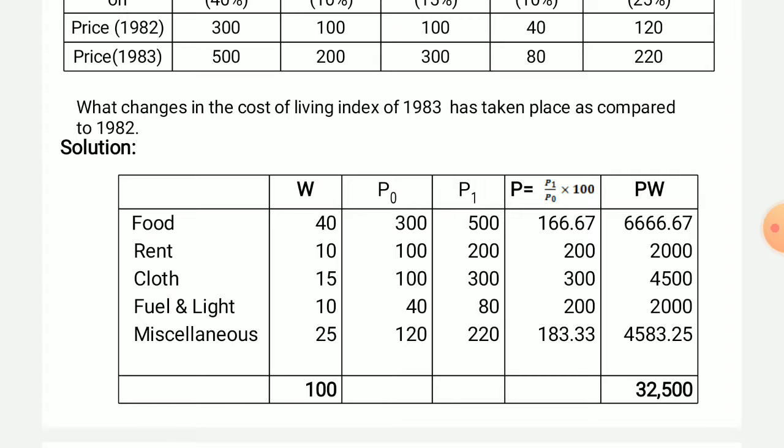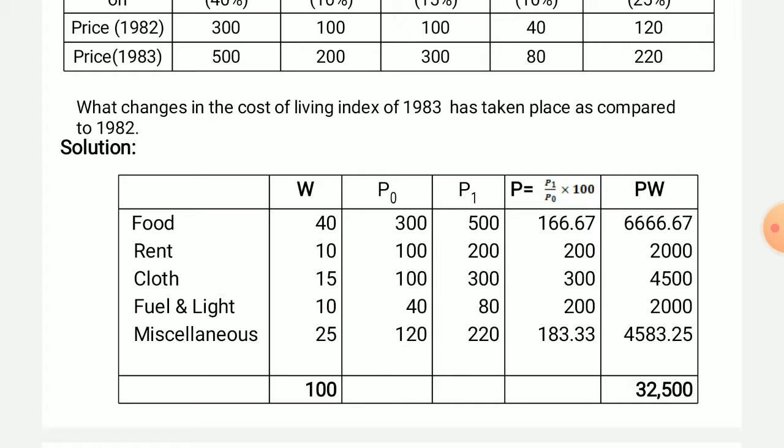base year price 300, 100, 140, 120, and current year price 500, 200, 380, and 220 are given. So therefore P is equal to price relatives, P1 by P0 into 100. 500 by 300 is equal to 166.67. 200 by 100 into 100 is equal to 200. 300 by 100 into 100 is 300. 80 by 40 into 100 is equal to 200. Then 220 by 120 into 100 is equal to 183.33.